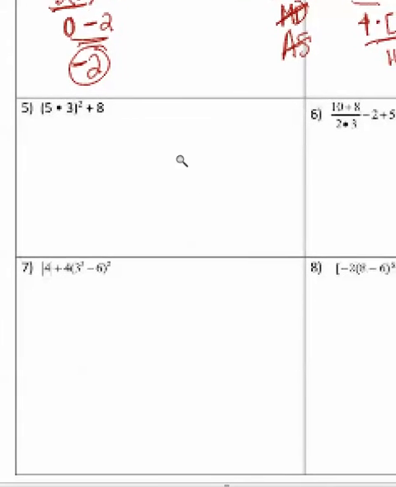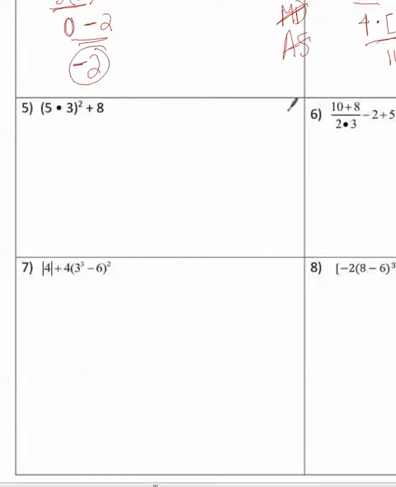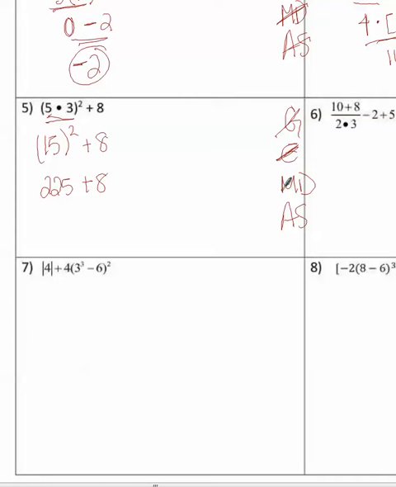Let's look at number 5. Start with your grouping. Within my grouping, I have 5 times 3, which is 15. Keep the parentheses, squared, plus 8. So your grouping is done. Now evaluate your exponents. 15 times 15, or 15 squared, is 225. Bring everything else down. There's no multiplication or division, so now you want to add or subtract from left to right to get 233. Circle your final answer.